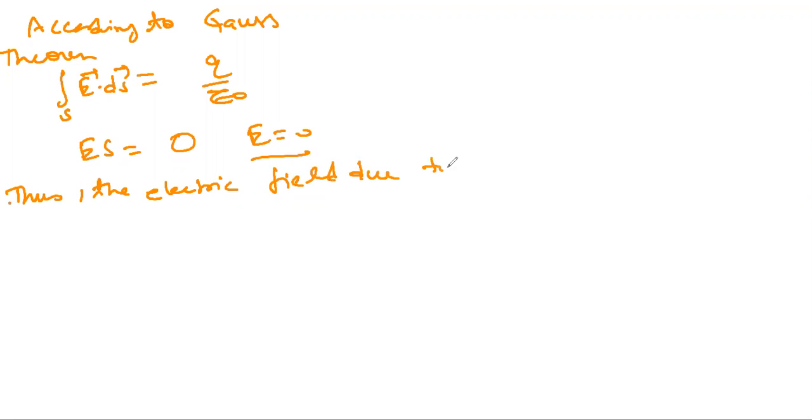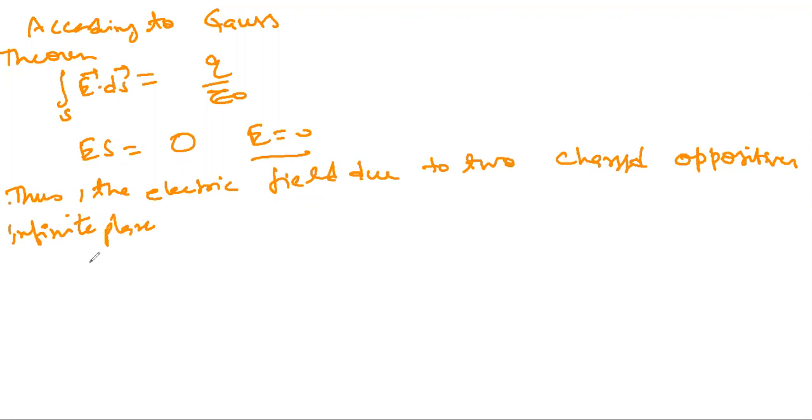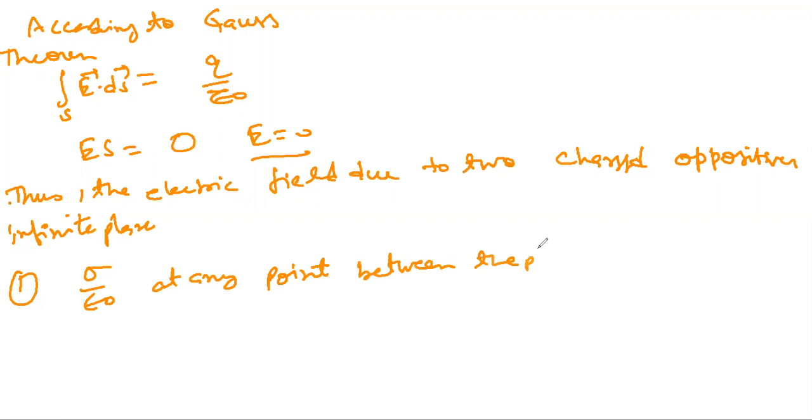Due to two charged infinite planes, the electric field is sigma upon epsilon naught at any point between the planes. Zero for all external points. Are you following?